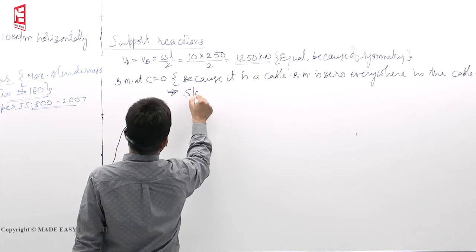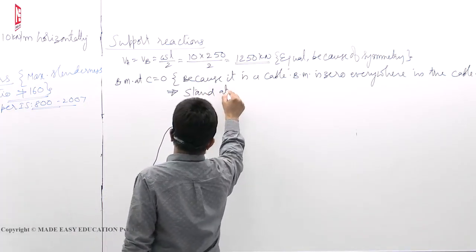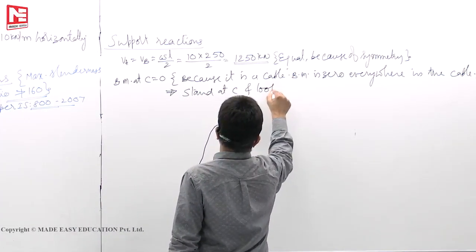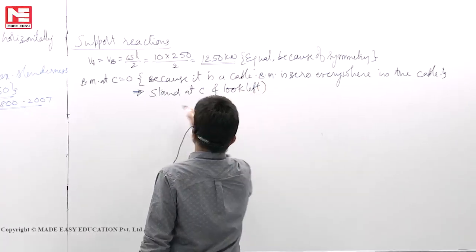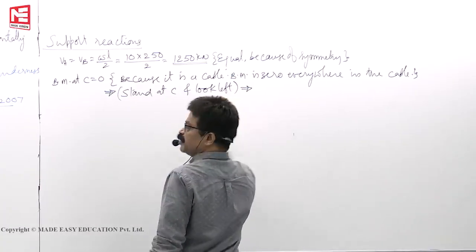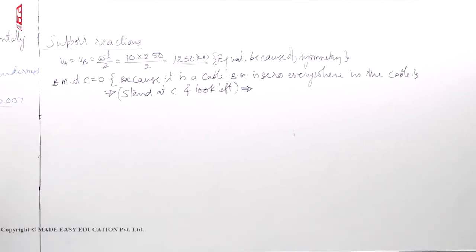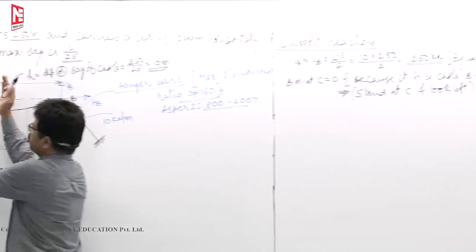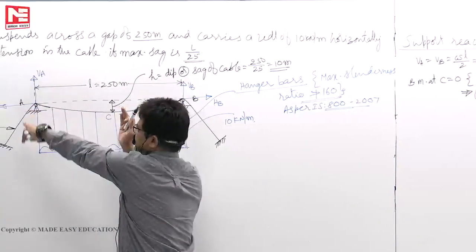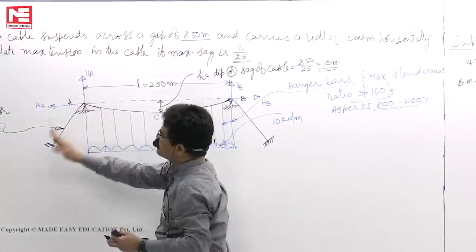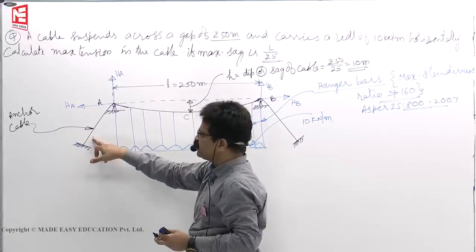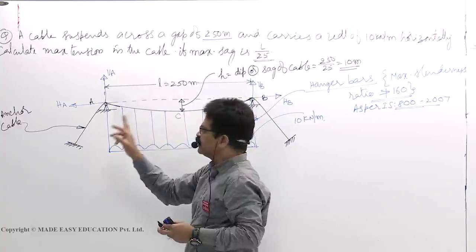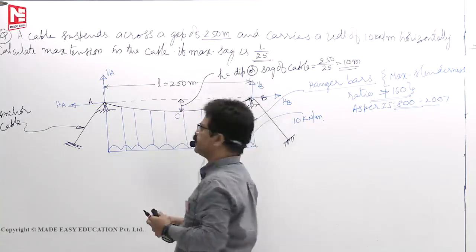How to find that? Stand at C and look left. When you stand at C and look left, how many forces are there? There is one part of the UDL, VA and HA. This anchor we are not interested in. This is the portion which is exerting force on the support only. That will not be transferred to the cable again.